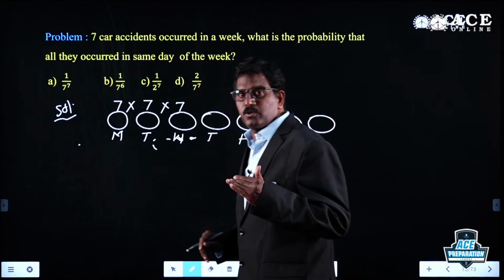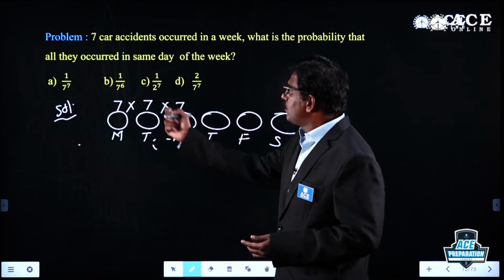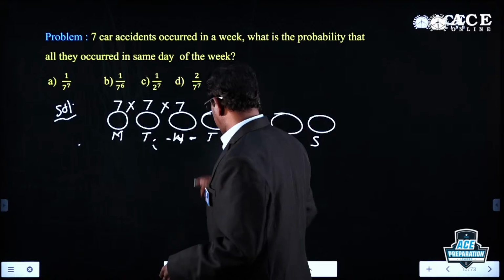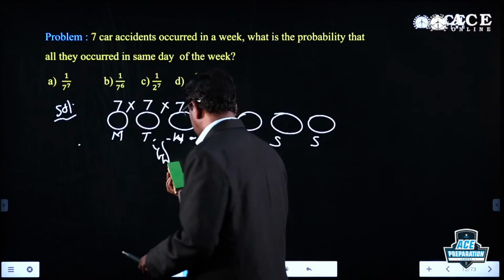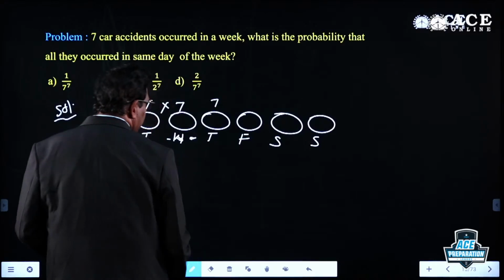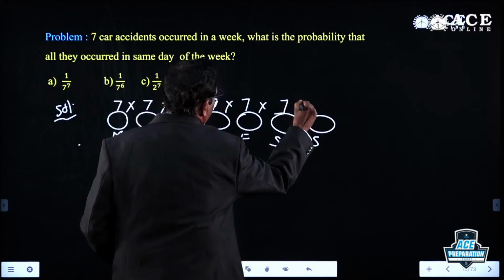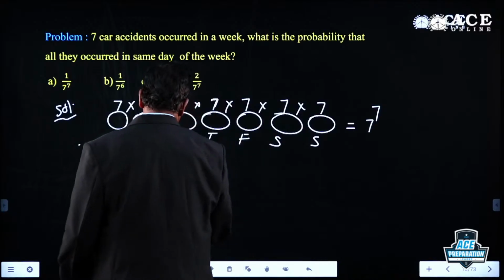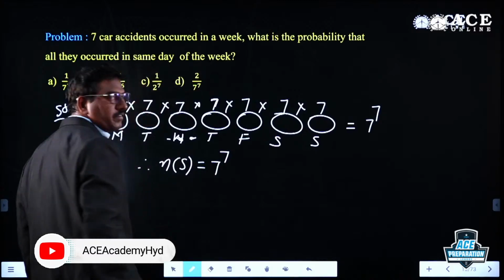I am writing the denominator, don't get confused, because the denominator is all possible accidents. All possible ways. So Wednesday also 7 ways. Thursday also 7 ways. That is also 7 ways. And Friday also 7, this is also 7, this is also 7. So what is it? 7 power 7. Therefore n of s, all possible ways, is nothing but 7 power 7.